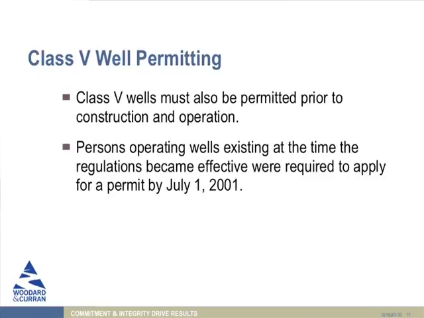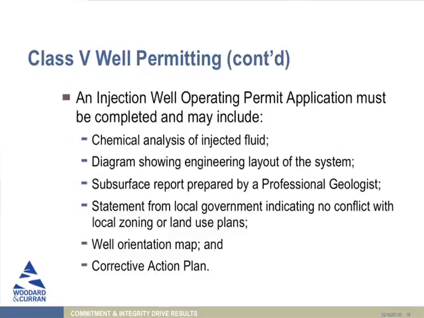Now if you have a Class 5 well, which I'm willing to bet we're going to come across some in the system, it has to be permitted prior to construction and operation. Again, even if we're talking about that dry well for your stormwater system. If you're operating an existing well at the time the regulations became effective, you were supposed to have done this by July 1st, 2001. The operating permit application, depending upon which type of Class 5 injection well you have, the size, there are different permitting requirements. So it's kind of a little funny with the state right now.